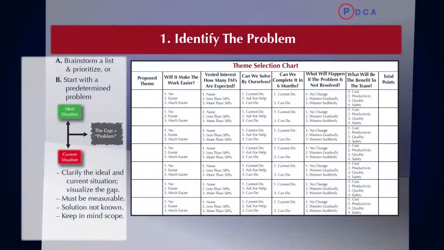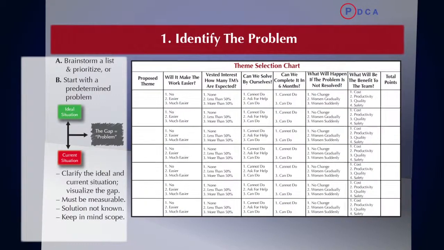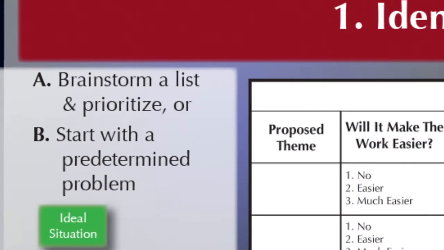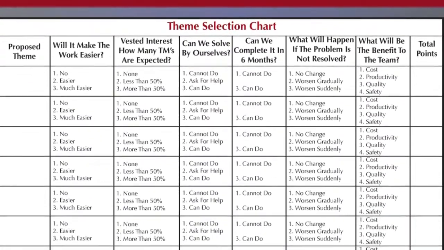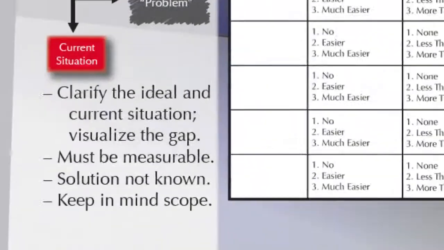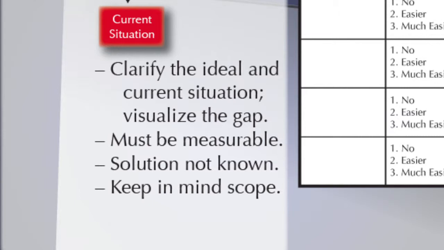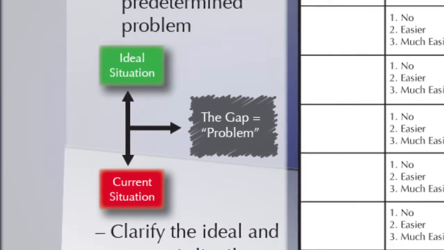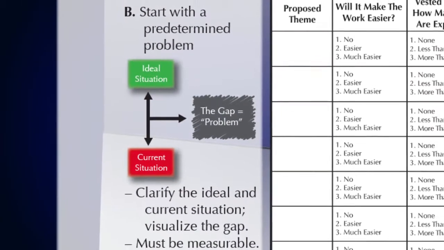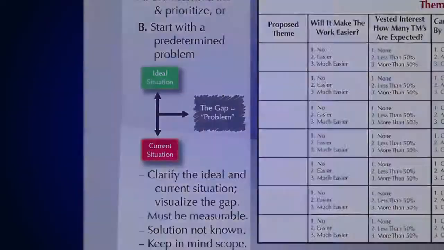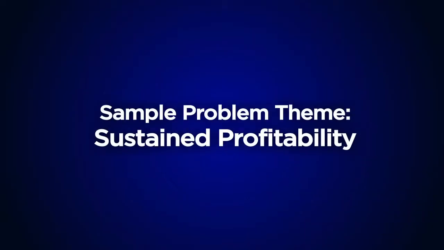If the problem is not yet identified, a great way to start is with a brainstorming session. Be sure that everyone involved in this process is available to provide input. A theme selection chart can be used to answer some questions about the problem and come up with the theme. In this step, you will clarify the ideal and current situation and visualize the gap that is your problem. Once you have defined the gap between current and ideal, you have completed step 1 and are ready to break down the problem. The theme of our sample problem is sustained profitability.